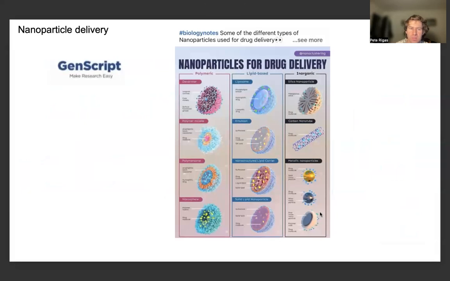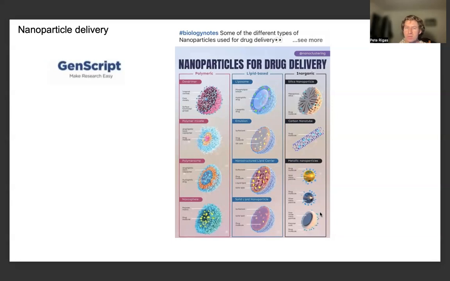And from a post on LinkedIn earlier in the year that I'd seen from GenScript, they provided a really great overview for different types of nanoparticles for drug delivery, which can also come into play from the vaccine supply chain, which I've mentioned and alluded to in the previous slide, as well as having to source together many different components and synthesizing and formulating these components for different types of treatments.